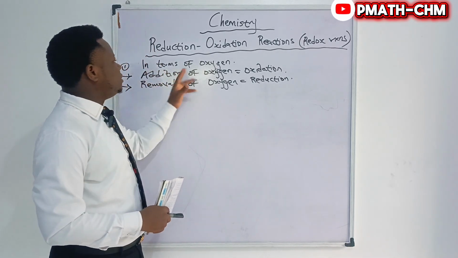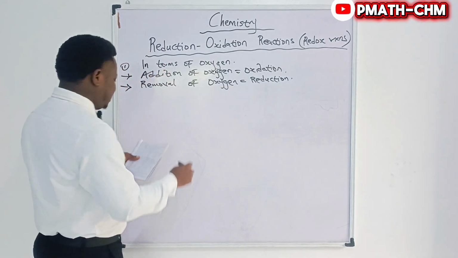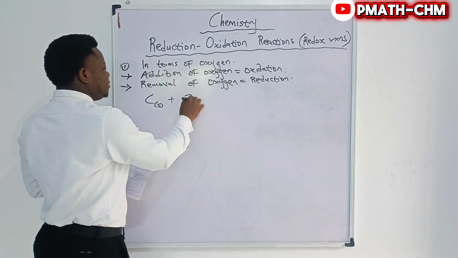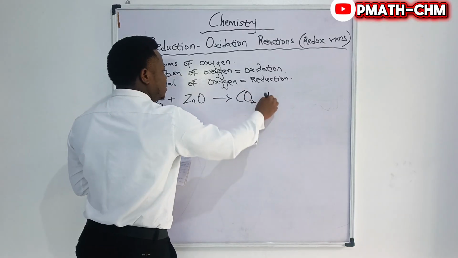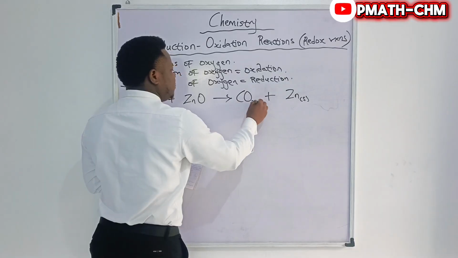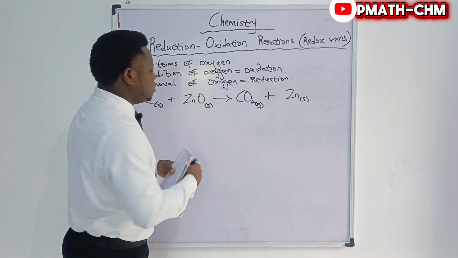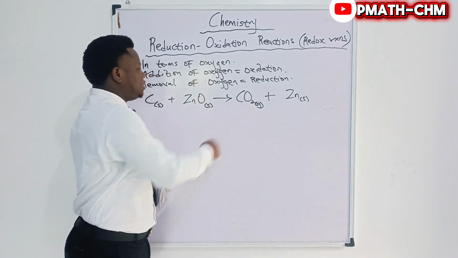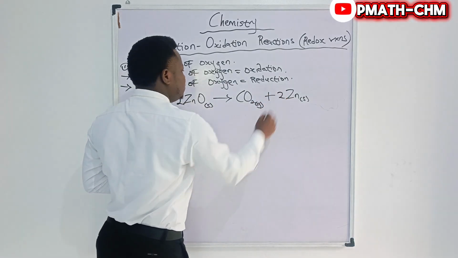For us to understand the definitions in terms of oxygen, I'm going to give an example on the board. Let's say we have carbon, which is a solid, reacting with zinc oxide, and then our product is carbon dioxide, and then we have zinc, solid. Carbon dioxide is a gas. This is a solid. So let's look at this reaction together. Is this reaction balanced? Of course, no. We have two oxygen atoms here, so I would need to put a 2 here. So we have two zinc atoms, so we'll place a 2 here.